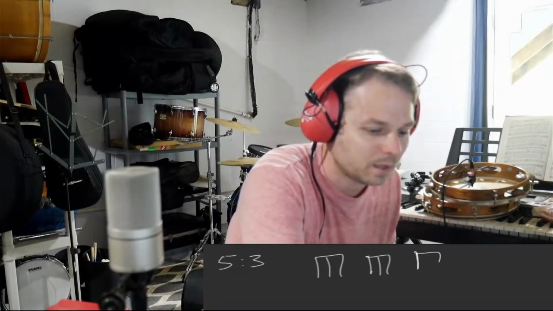All right, let's look at one that has a 3 in there, so maybe we want to do a 5 versus 3. Same deal. I'm going to be looking at 15 as my common multiple. So I can either do this in 3 groups of 5 or 5 groups of 3. It's easier to subdivide 3s, so I'm going to do 5 groups of 3s to get started here. So I'm going to do triplets.